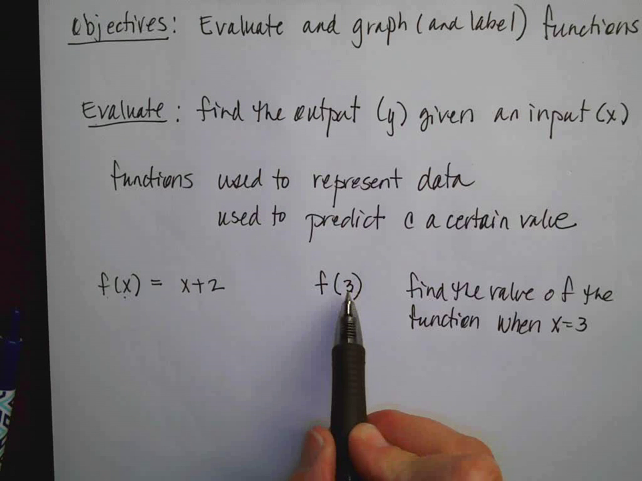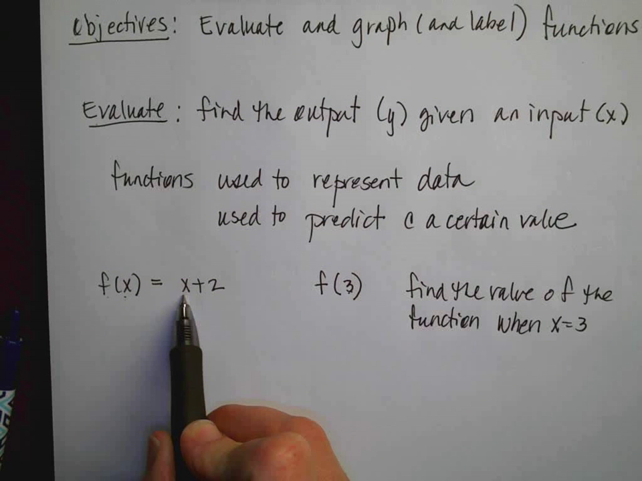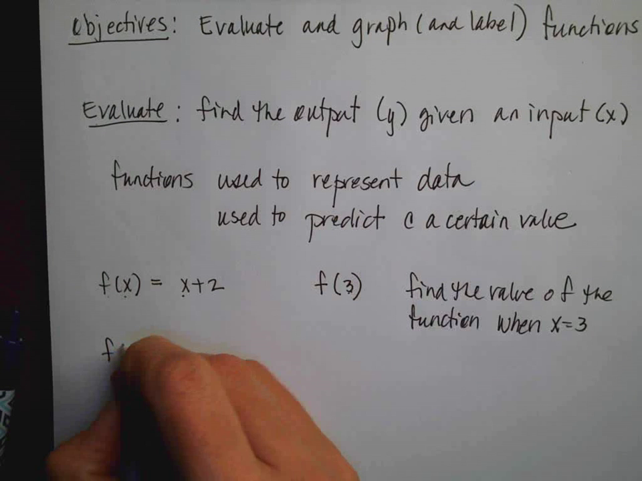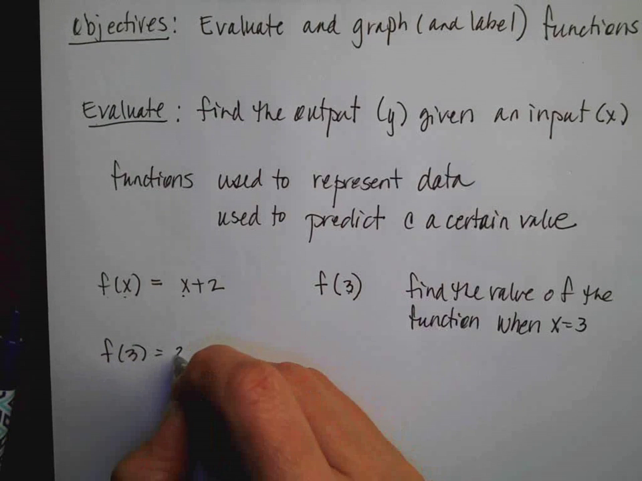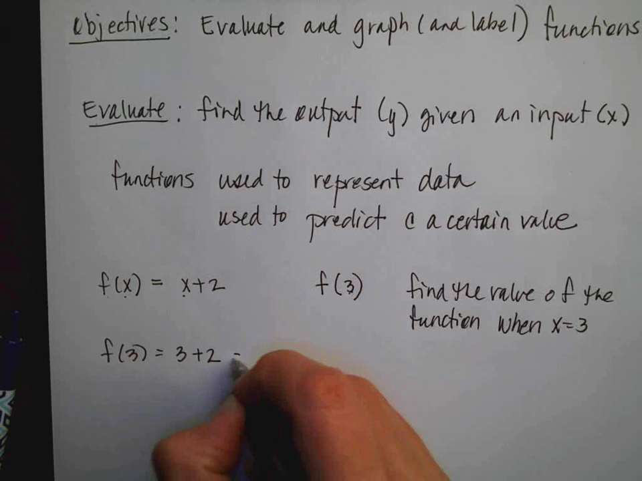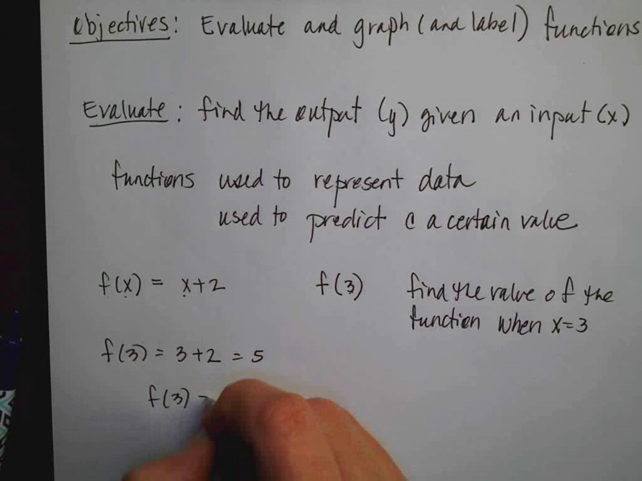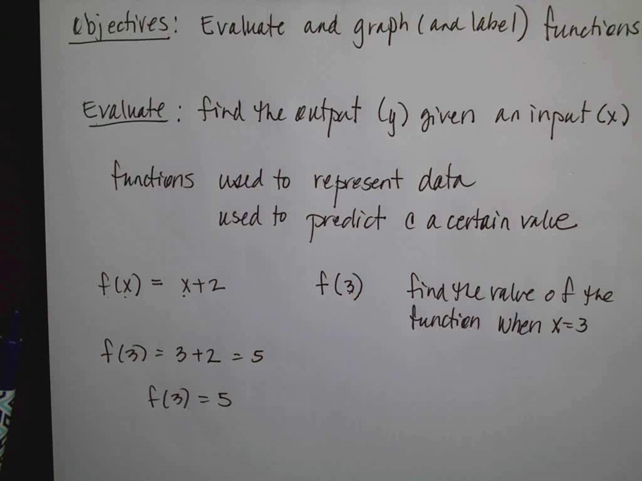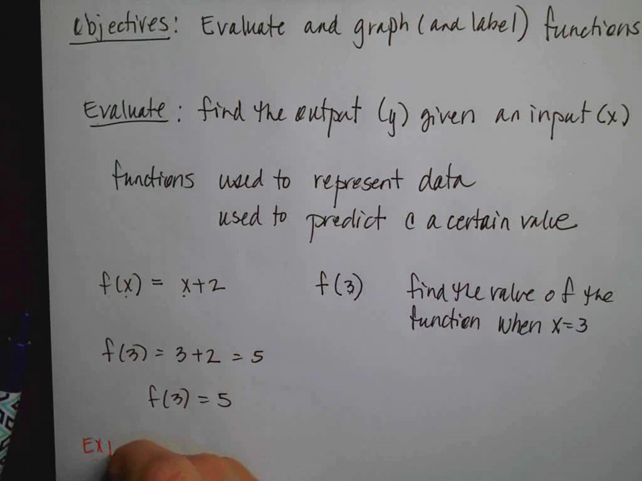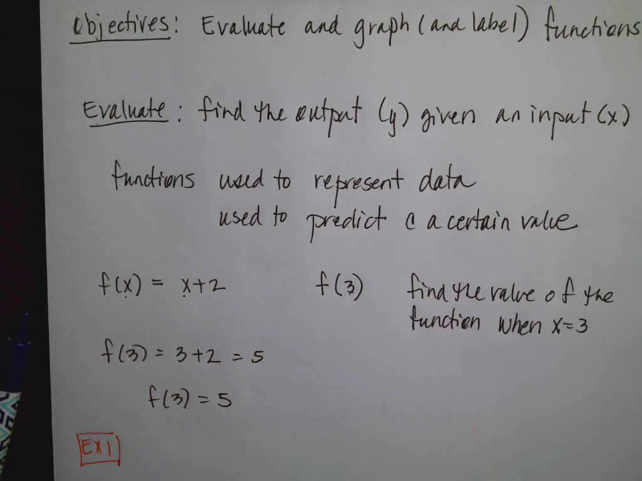So basically what's going to happen is I'm going to take this 3 and substitute it into the equation everywhere there's a 3. So f of 3 is going to equal 3 plus 2, which is 5. And then I would report my answer well, and I would write f of 3 is equal to 5. Okay? So that was a nice, easy, polite example. So let's do our first bigger example.